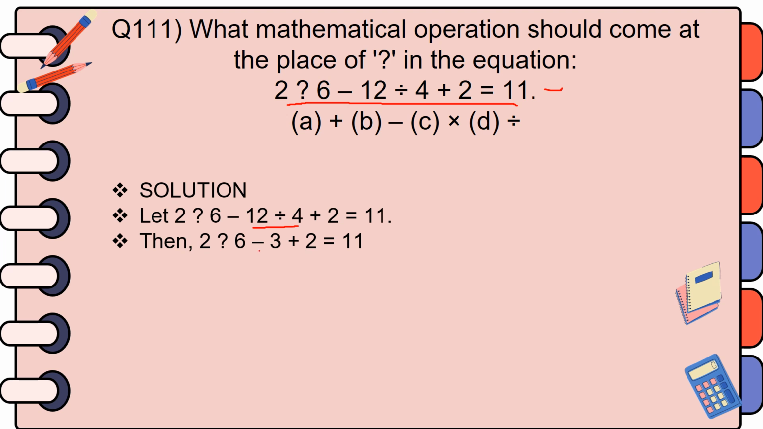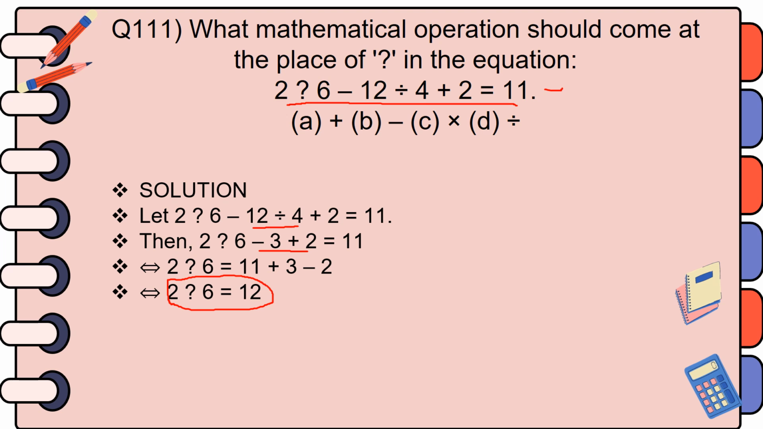Again, we can add these two numbers. Then minus 3 plus 2 is equal to minus 1. And we can take minus 1 to the right and it becomes 12. So 2 question mark 6 is equal to 12. Then here, let's try different operations which make this equation true. That means addition, subtraction, multiplication, or division.